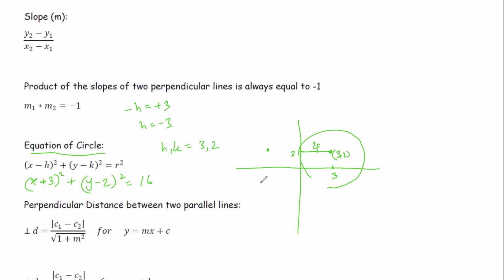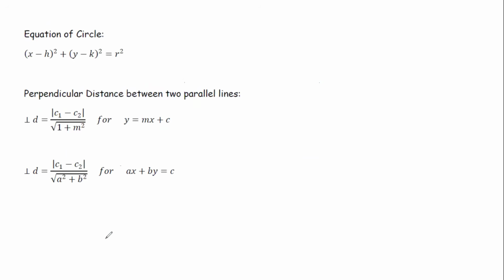Got it? Minus of k is minus 2. Therefore, k is 2. So that's fine. K is 2. So that's how you work it out. And that's the perpendicular distance between two parallel lines. The shortest distance is also known as the perpendicular distance between two parallel lines.